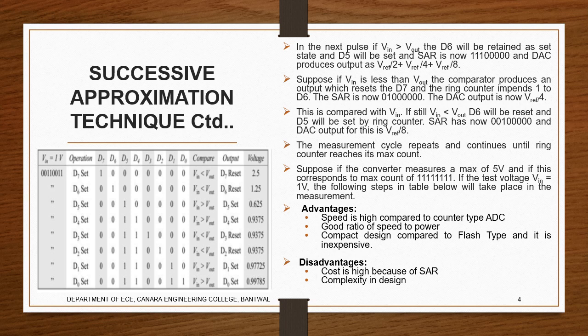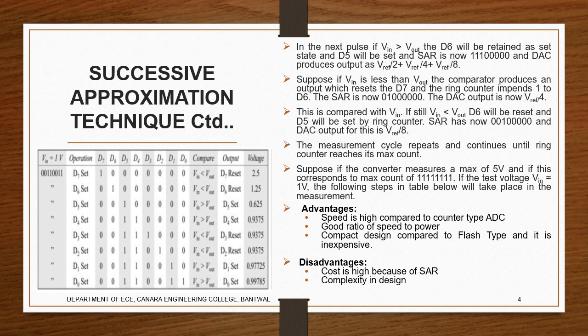We'll go once again into a deep discussion about it. But the advantage of this is that it is very fast compared to the counter type of ADC, and it has a good ratio of speed to power. It uses small power, has very good speed, and it is a compact design compared to the flash type. It gives results very quickly, and it is very inexpensive.